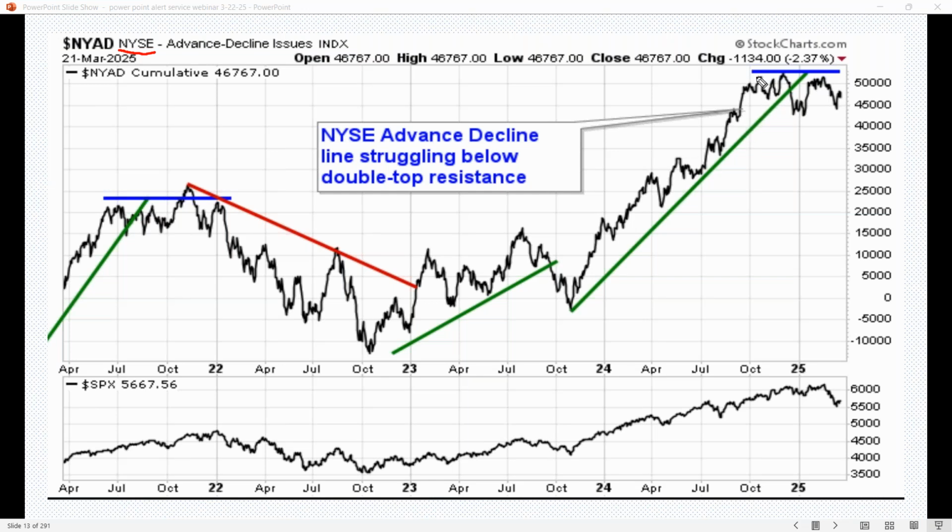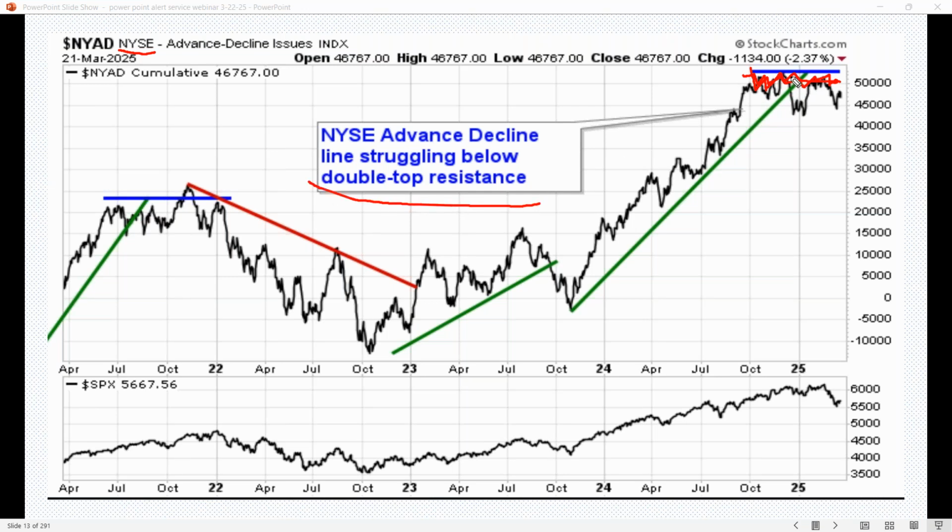Okay, so right now you can see that we've been up here and we're just chopping. It's really having a hard time extending further for the markets, for momentum of advancing stocks versus declining stocks. So it's getting a little bit toppy right there. You can see this kind of double top resistance.